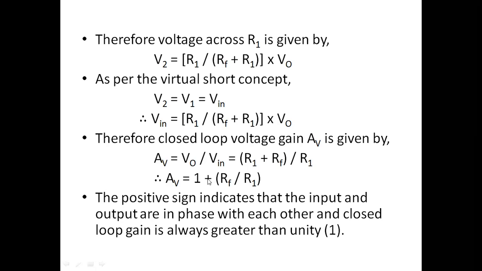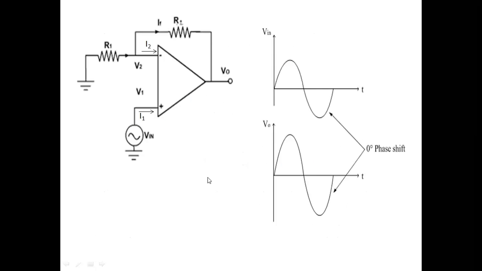And if you see, the closed loop gain increases with unity. Because in the inverting case also, we get the same equation, Rf by R1, but that will be negative. But here, as compared to Rf by R1, the gain will be greater than unity. That will be Rf by R1 plus 1. So we can say that will always be greater than 1.